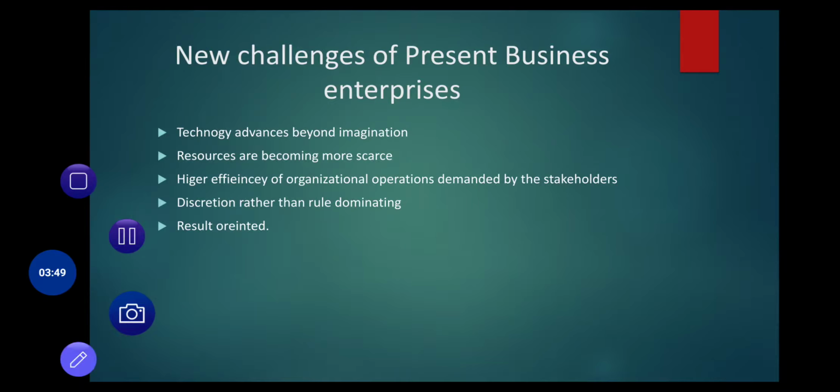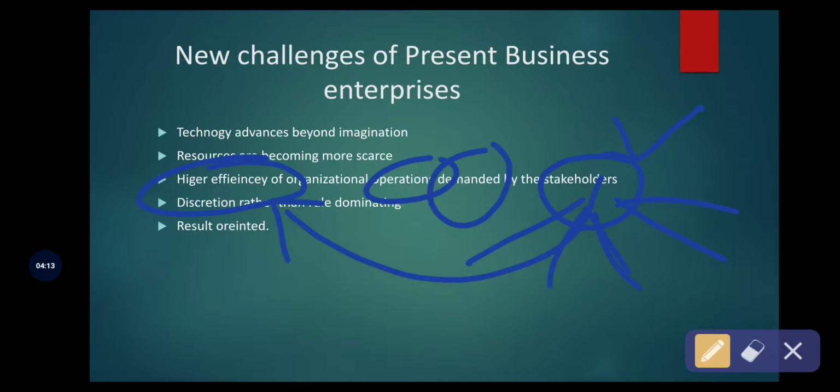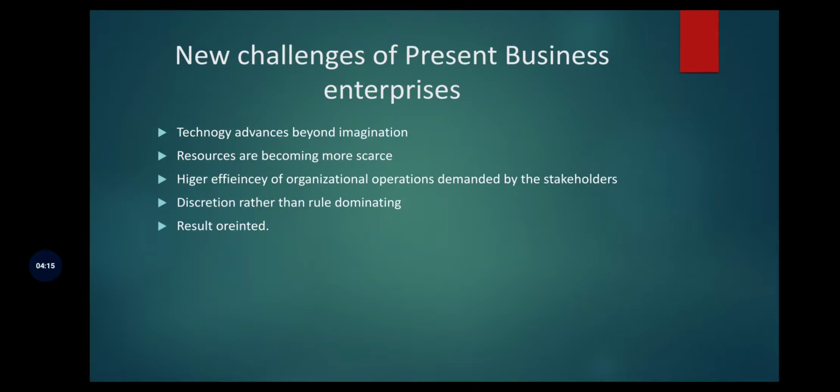The top level management and the stakeholders are demanding higher efficiency and good work in the operations, that is in the manufacturing process. As stakeholders are interested in the well-being of the company, they are demanding higher efficiency.